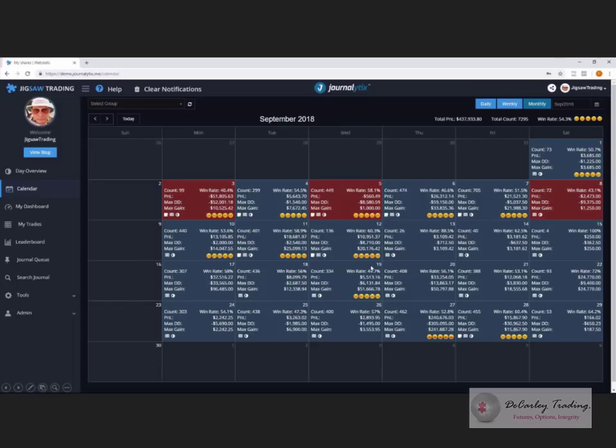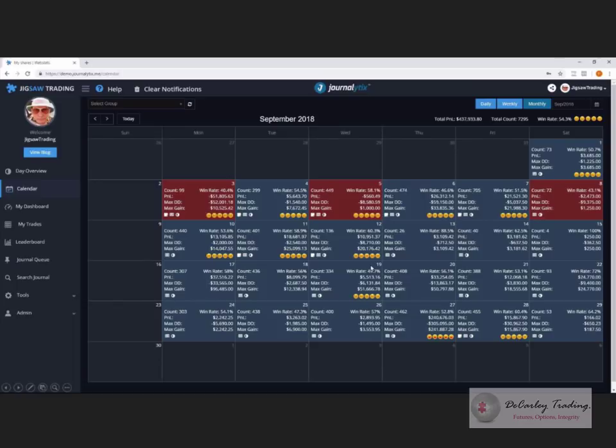So this one we're looking at now, this is what we call the calendar. And this is a really good tool for your monthly reviews. I've heard some of the traders that have been using this for a while. We started a beta about a year ago on this and ran about 2 million trades through it in beta.